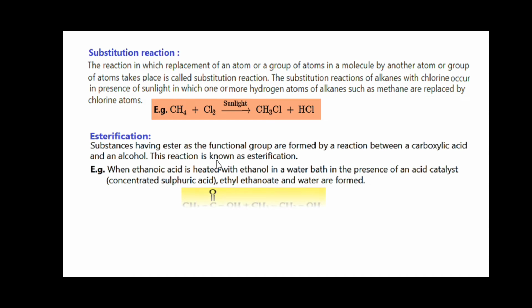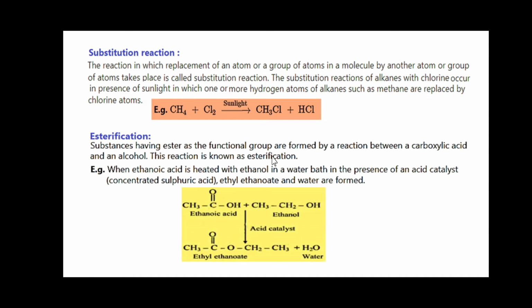Esterification. Substances having ester as the functional group are formed by a reaction between a carboxylic acid and an alcohol. This reaction is known as esterification. When ethanoic acid is heated with ethanol in a water bath in the presence of an acid as a catalyst, that is concentrated sulfuric acid, ethyl ethanoate and water are formed. Here you can see the reaction: CH3COOH, that is ethanoic acid, plus CH3CH2OH, that is ethanol, in the presence of acid as a catalyst, gives CH3COOCH2CH3, that is ethyl ethanoate, plus H2O, water. So you can see the esterification process.